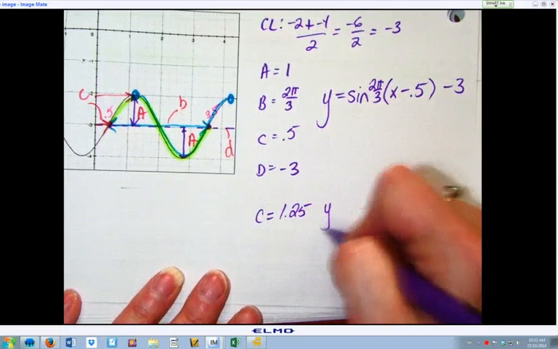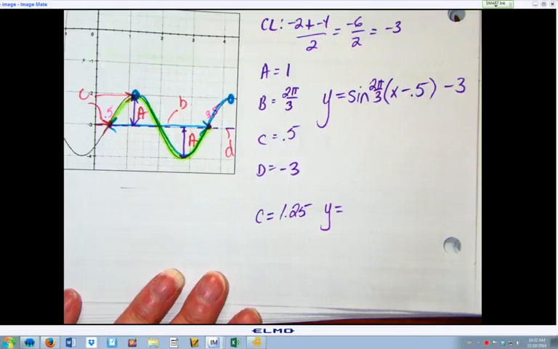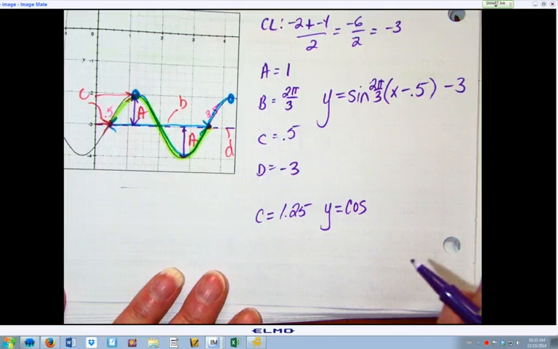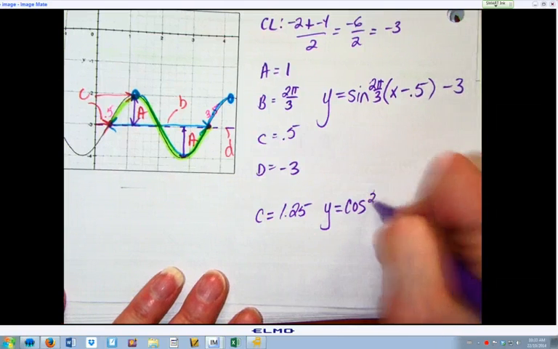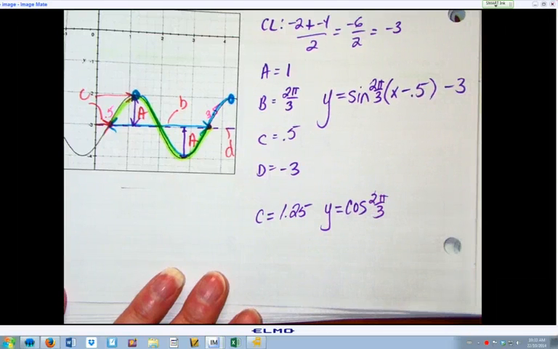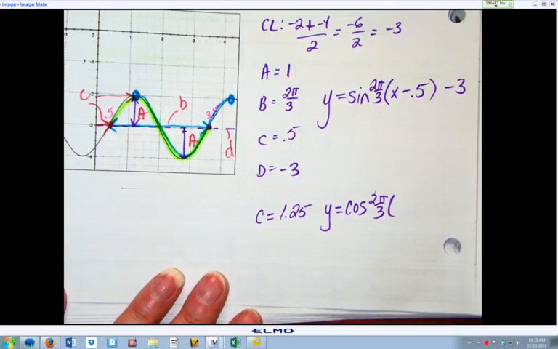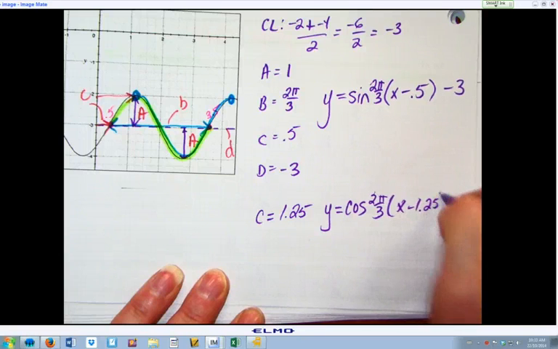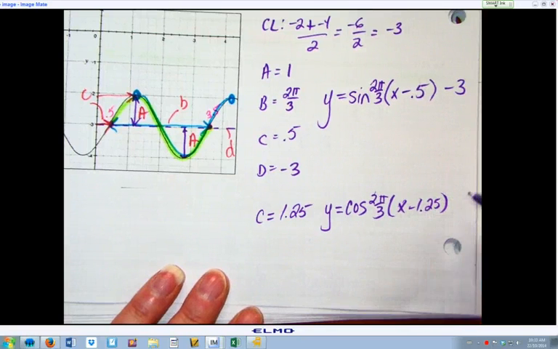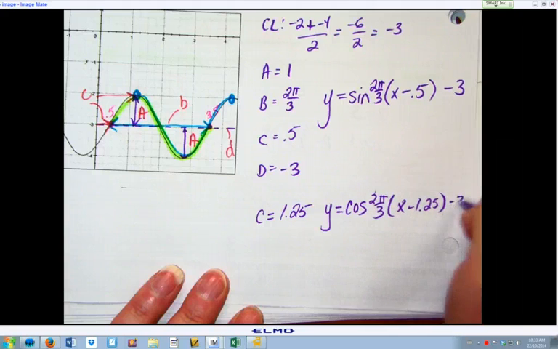Let's write the new equation. So y equals, do we have an A value? Yes, but it's 1. Do we need to write it? Now I'm going to follow with cos because I've chosen to cut this as a cos graph. Do we have a B value? 2 pi on 3 hasn't changed. Do I need to open a bracket? What do I write next? Minus 3.